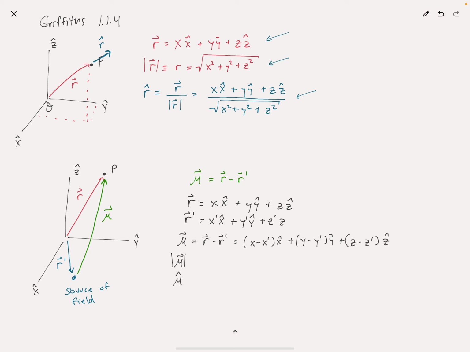The reason it's so important to keep track of these different vectors within our coordinate system is that sometimes you'll have an integral that is over the primed coordinates, and sometimes you'll have integrals that are over the unprimed coordinates. And those are not equal. So we need to make sure that we associate our primed coordinates with the sources of our field, and our unprimed coordinates with the observation point.